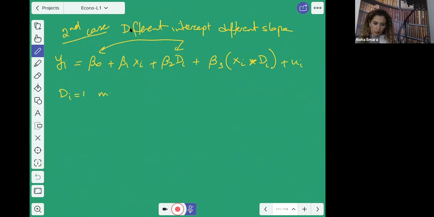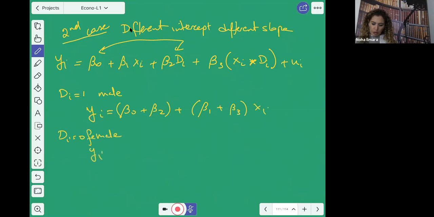And this is going to give me, just plug in 1 everywhere, combine the intercepts: beta 0 plus beta 2, plus beta 1 plus beta 3 xi. Now, if di is equal to 0, I get the female regression, and the female regression is easier when I plug in 0 because everything that has a di is gone. I'm left with just this part, right? So yi is simply equal to beta 0 plus beta 1 xi. I want to compare this one versus this one, okay?